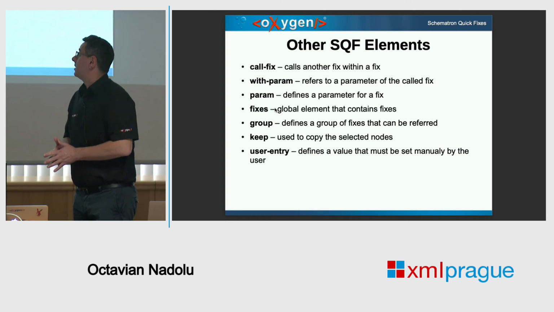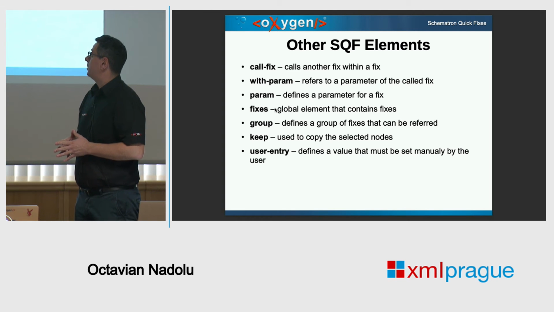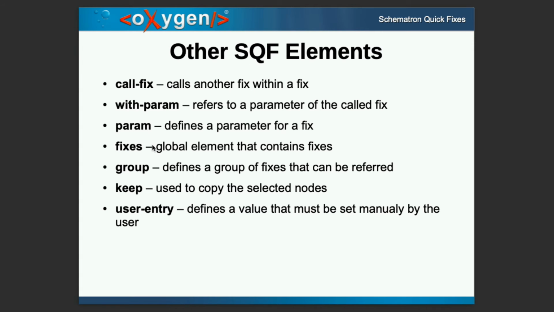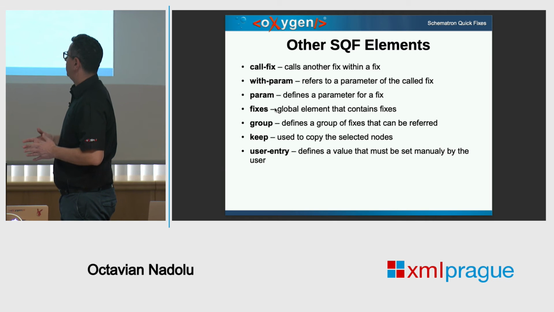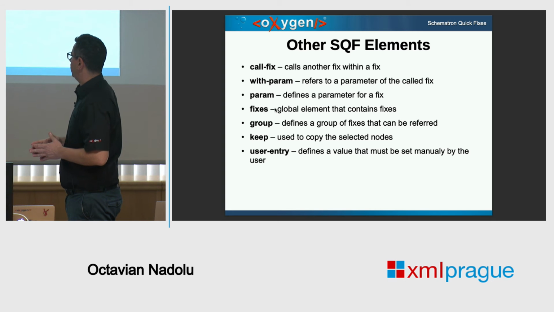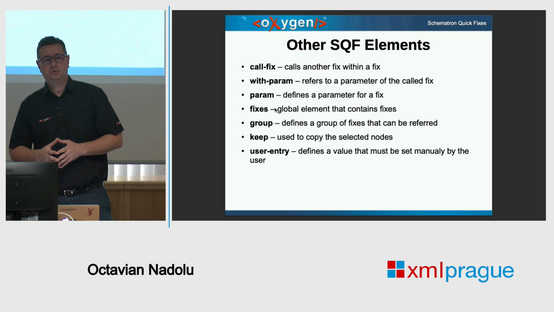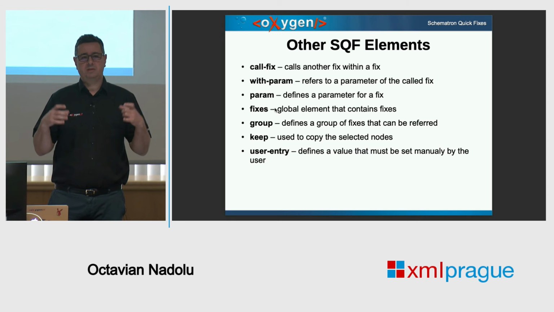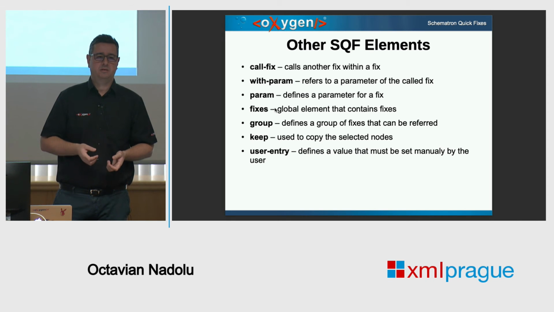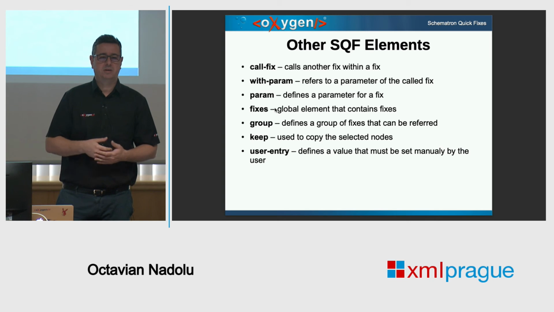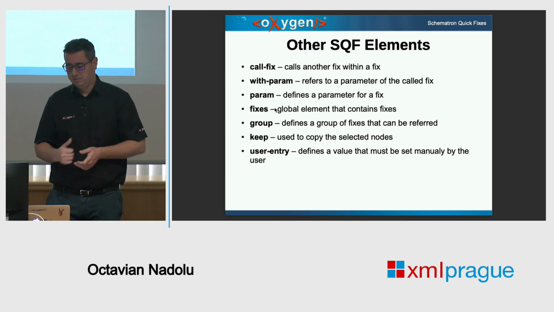There are also other elements that you can use. You can extend fixes, call fixes, pass parameters, and group. Using user entry, you can define a value that must be set manually by the user. When you use this user entry element, a pop-up will display some information that needs to be inserted. For example, you need to insert an element, but you need to get the name of the element from the user. You can define this using the user entry element.